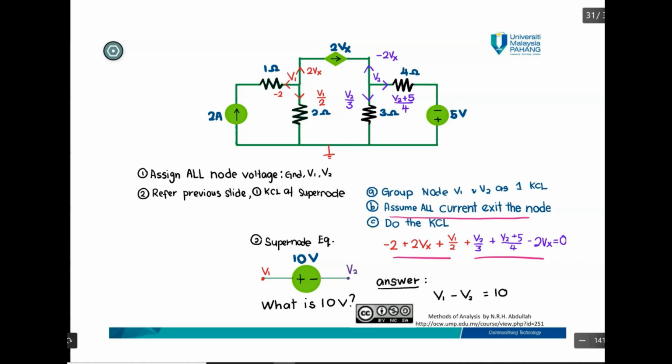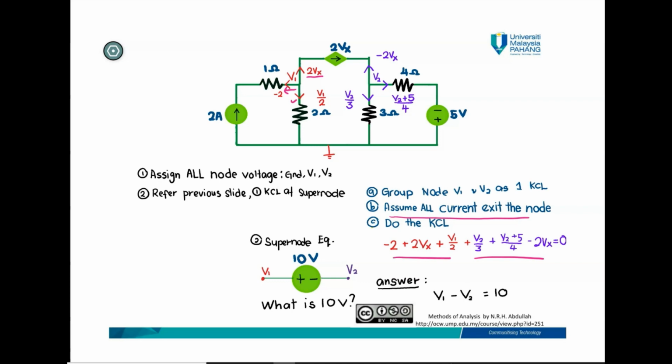As you can see from here, you already learned how to find the current for each branch. So the current for this branch is V1 over 2, plus the current that exits the node, which is minus 2. This one is the opposite direction of the current source. And because this is a dependent current source, the variable for the current in this branch is 2Vx.